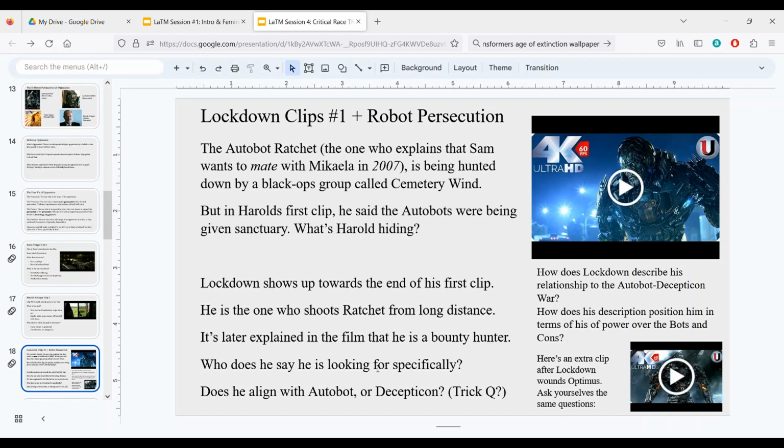He's the one who shoots Ratchet from a long distance. It's explained later in the film that he's a bounty hunter. What does he say he's looking for? Who does he say he's looking for specifically? Does he align with Autobot or Decepticon, or is that a trick question?